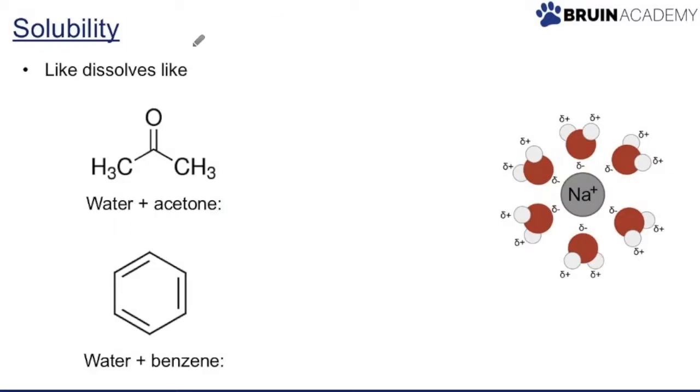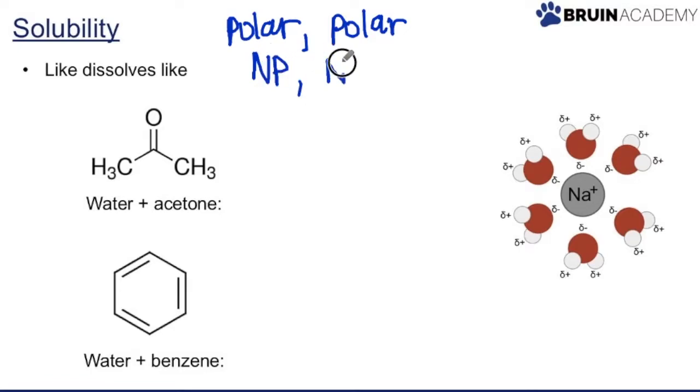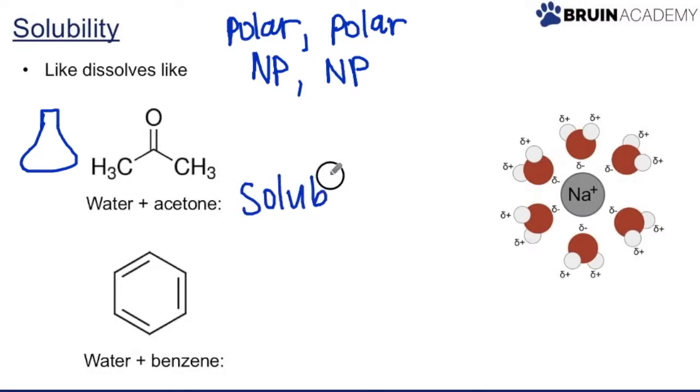And the last thing I want to go over today is solubility. The most important thing to remember with solubility is that like dissolves like. So that means that if you have a polar solvent, you want a polar solute. If you have a nonpolar solvent, you'll have a nonpolar solute that can dissolve in it. So let's consider something like acetone. And if we were to mix acetone with water in a mixture, like in a flask, for example, we would find that this is soluble. So acetone is soluble in water.